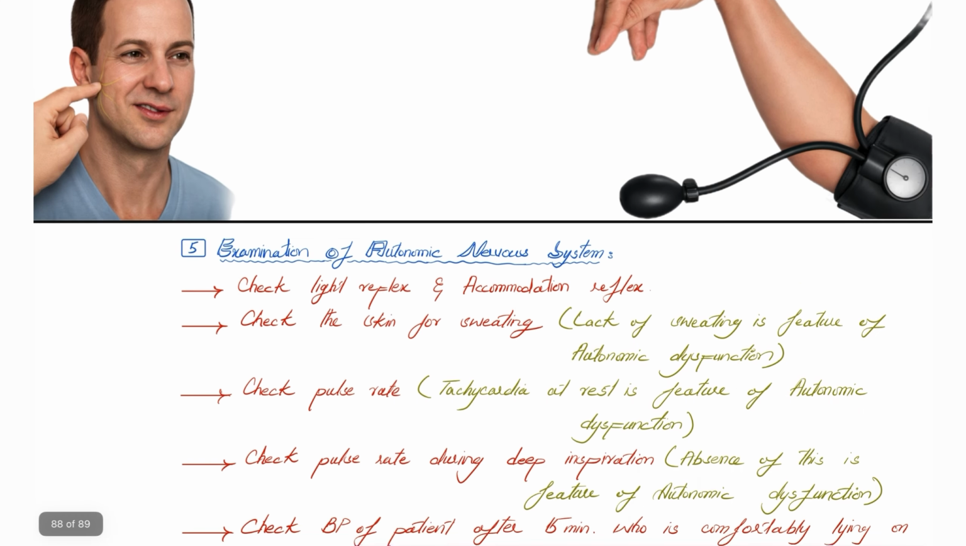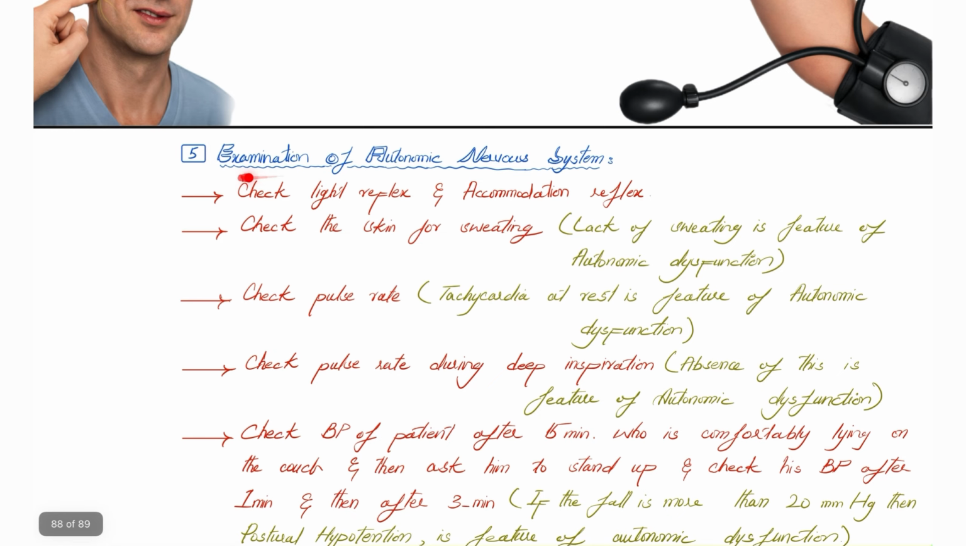Then the last thing that we have to do is examination of autonomic nervous system. Check light reflex and accommodation reflex. So far we are done with them. Check the skin for sweating. Lack of sweating is a feature of autonomic dysfunction. Check pulse rate. Tachycardia at rest is a feature of autonomic dysfunction. Check pulse rate during deep inspiration. Absence of this variation is a feature of autonomic dysfunction.